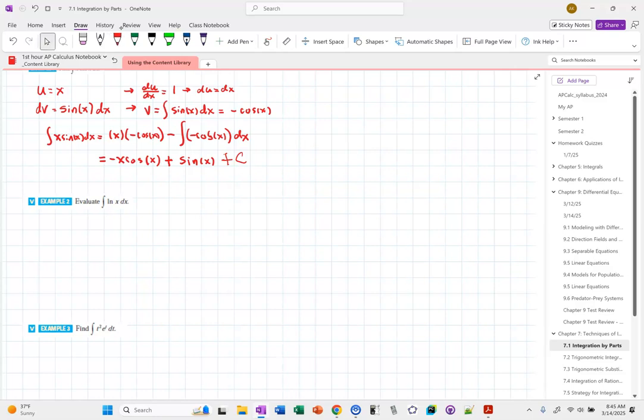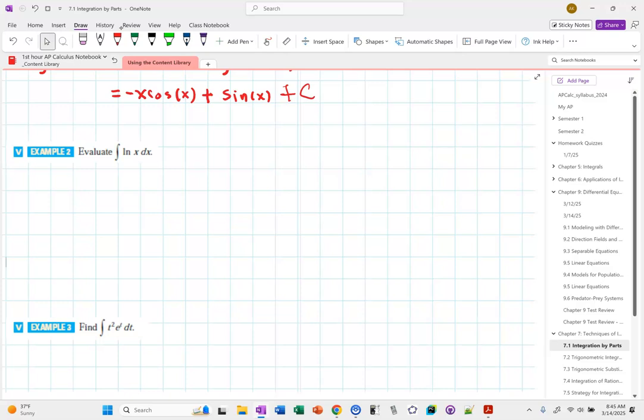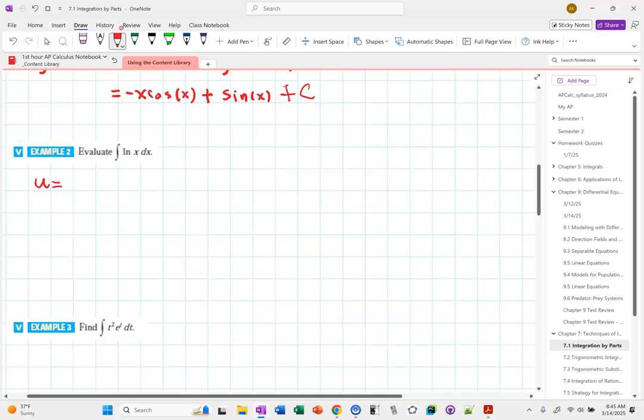So if we look at the next one, this is the integral of the natural log of x. Remember that we don't have an antiderivative rule for the natural log, right? We know the antiderivative of 1 over x is the natural log, but we don't have an antiderivative rule for the natural log. So let's try doing this by parts.